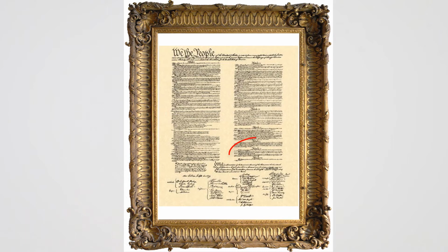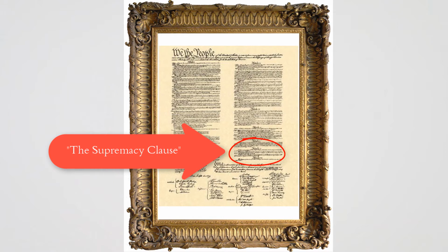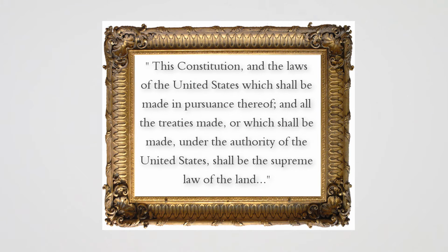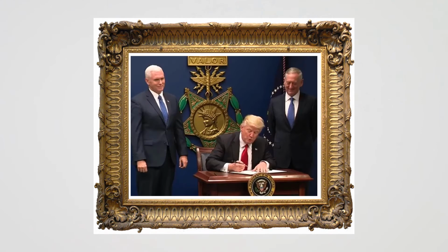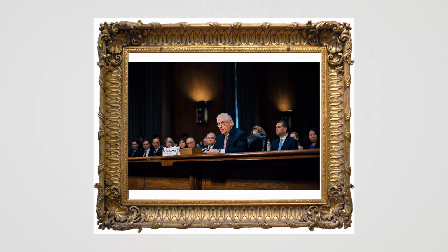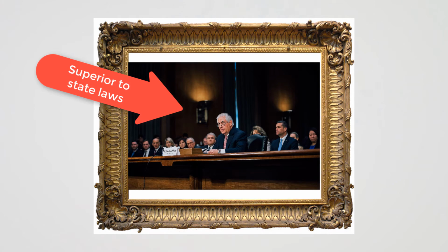In the Constitution, Article 6, Section 2 to be specific, there is something called the Supremacy Clause. The Supremacy Clause states, "This Constitution, and the laws of the United States, which shall be made in pursuance thereof, and all treaties made, or which shall be made under the authority of the United States, shall be the supreme law of the land." This means that any laws passed by Congress, or any treaties made by the President, or any policies made by the executive departments are superior to any state laws.